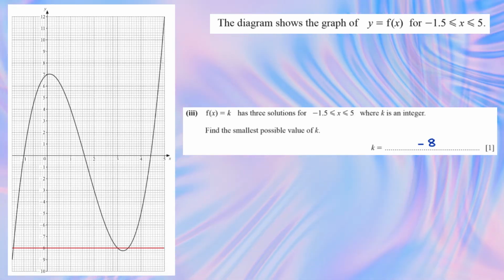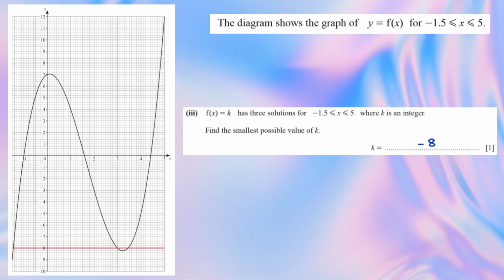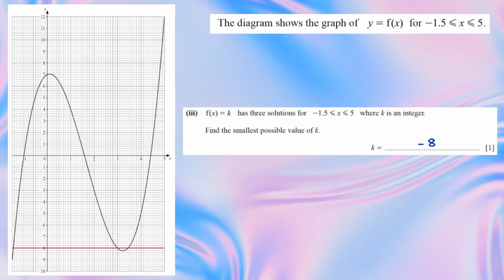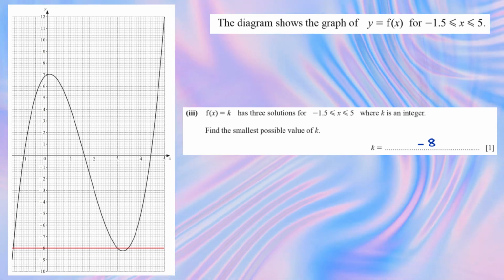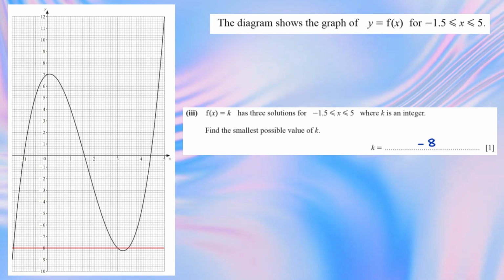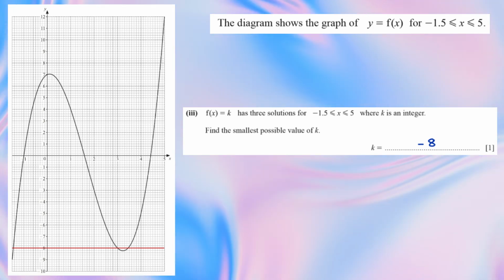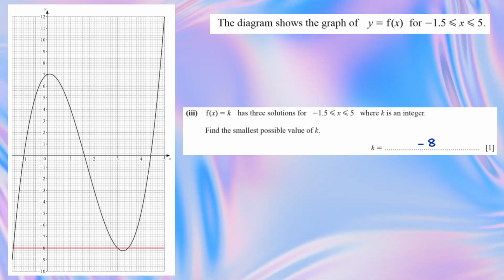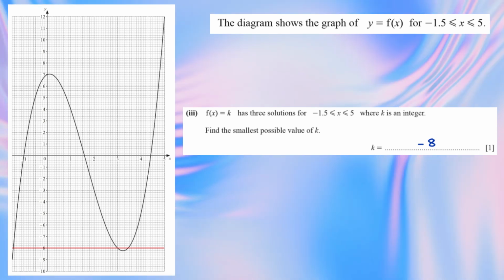Now for part 3 of part A. It says f of x equals k has 3 solutions in the domain from -1.5 to 5, where k is an integer. Find the smallest possible value of k. First, we have to note that the value of k cannot be a decimal or fraction as the question says it is an integer. Integers are whole numbers that can be positive, negative, or 0. They do not include fractions or decimals.